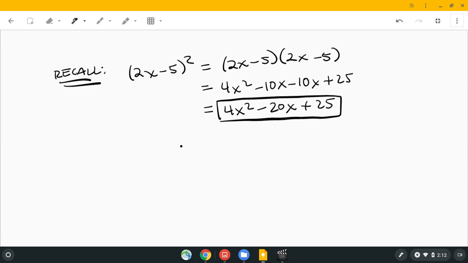Okay, so let's take a look at this example and let's see if that's true. Okay, so let's take a look at 4x minus 3 quantity squared. Okay, so according to what we just noticed, we'll have a trinomial for our answer, right? And it turns out that this first term will be this one squared, so that would be 16x squared. And this term would be this one squared, so that would be 9, plus 9.